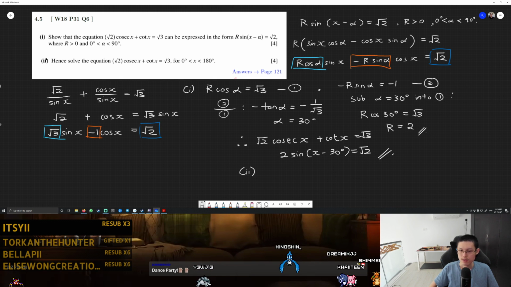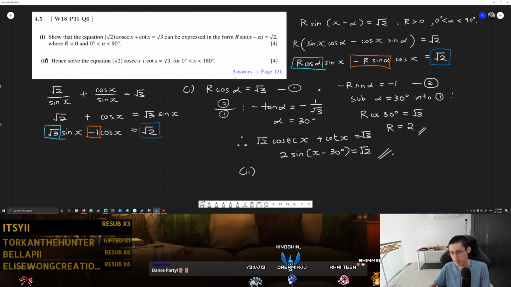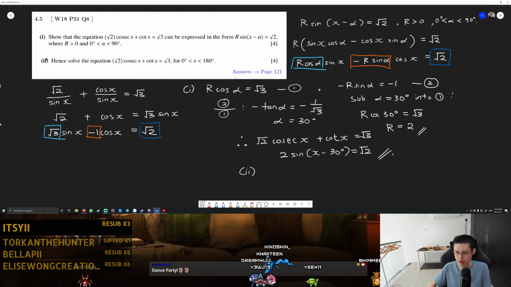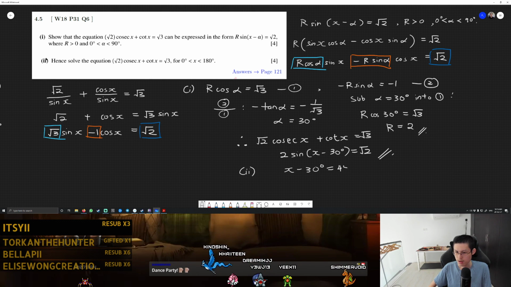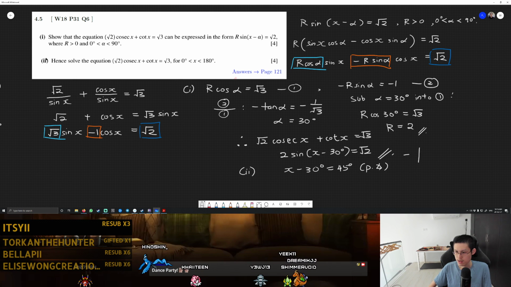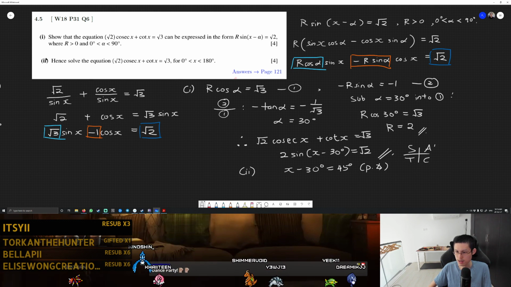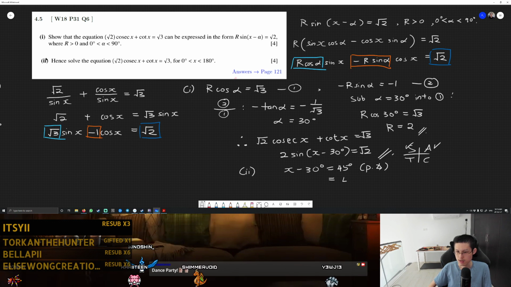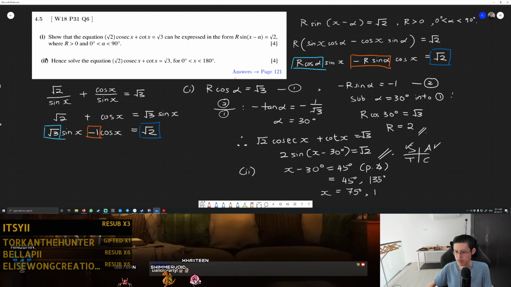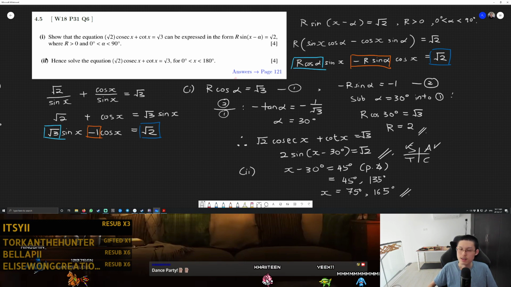Right, so this just becomes root 2 over 2. Arc sine of that gives me 45. So this is your principal angle. So using your CAST diagram, because this is a positive sine, you want the first two quadrants. So it'll be 45 and 180 minus 45, which is 135. And then you're going to add 30 degrees to each of them, which gives you 75 and 165, and then that's your answer. There we go. Finito.